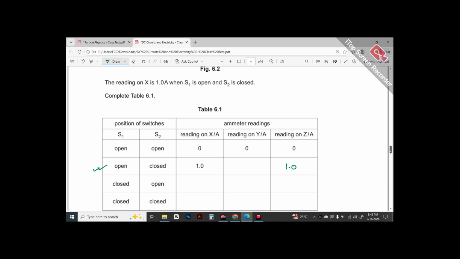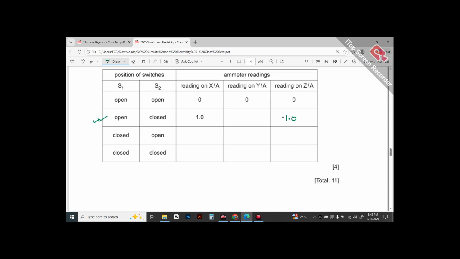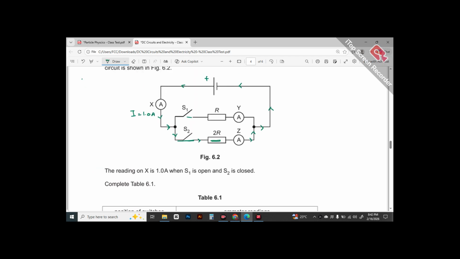And what would be the value of current in Y? Since Y is placed in series combination with a switch that is open, no current passes through this path, so the ammeter here should give you 0. This gives us 0. Now let's move on to the next combination.